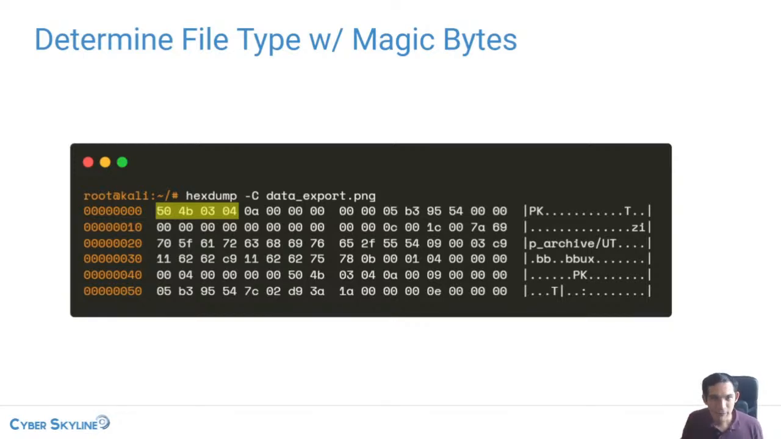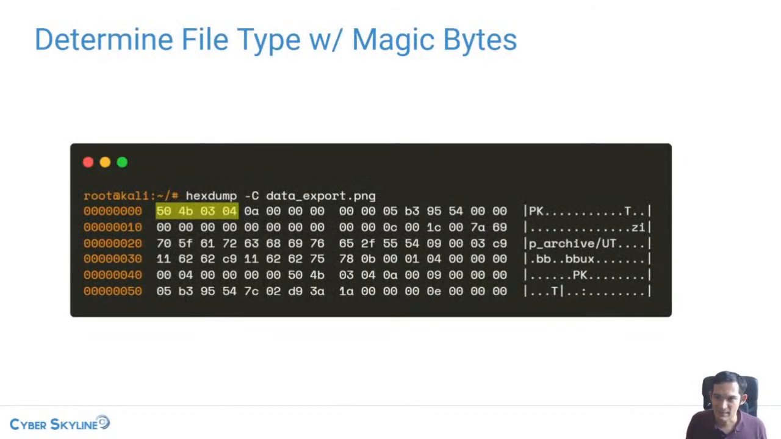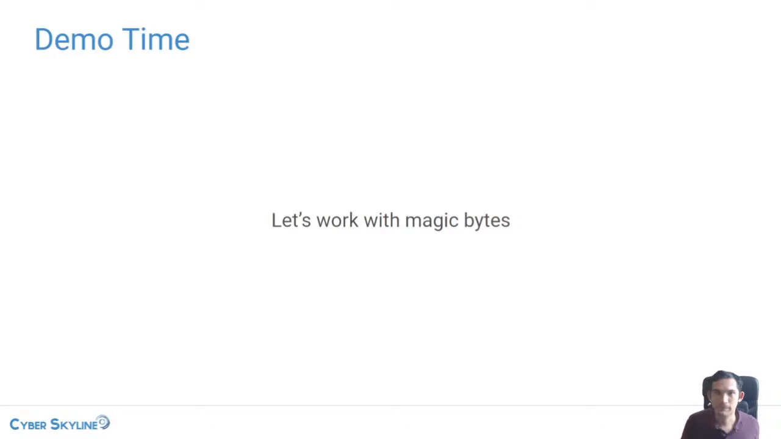And so if you ever run into a situation where you can't open a file, but it has a file extension of a file type that you should be able to open, in this case, we have a PNG file. We should be able to open PNG files on our computer, but it causes an error. So what's going on here? We can look at hexdump, and we can see that the magic bytes actually match a zip file and not a PNG file. So we're going to go and take a look at this firsthand through a demo here.